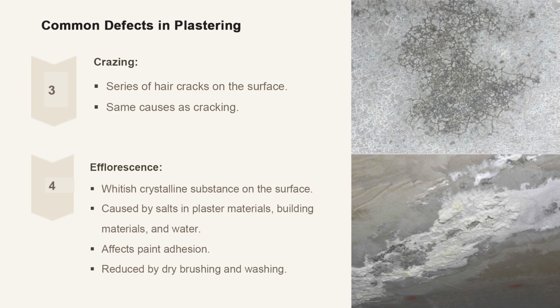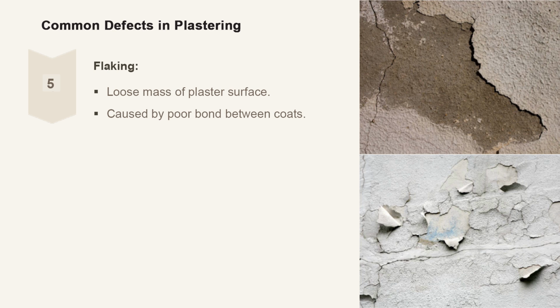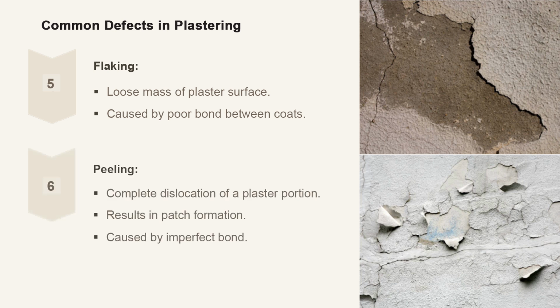You often have to wash it off repeatedly to keep things looking good as you expect. Flaking occurs when successive layers of plaster fail to bond adequately, resulting in loose patches that can easily detach from the underlying surface. Then we have peeling. Peeling goes a step further than flaking, where entire sections of plaster detach, leaving noticeable patches. This defect is also attributed to poor bonding between layers.